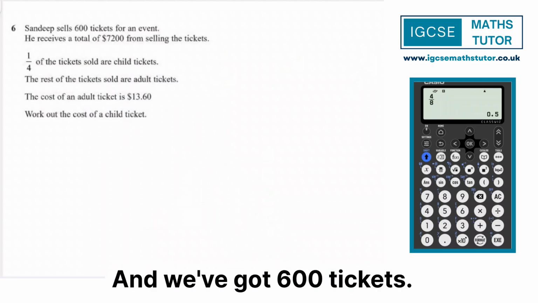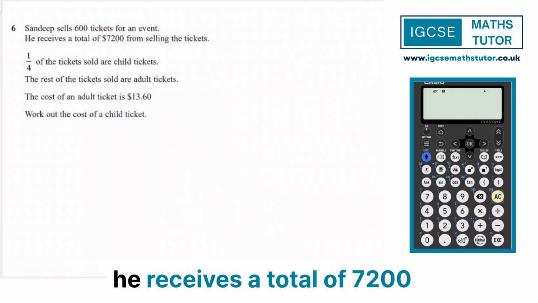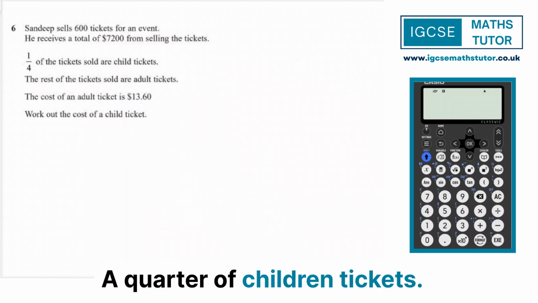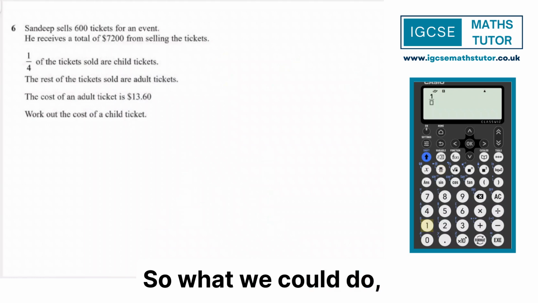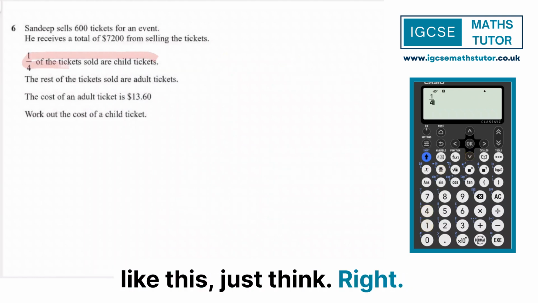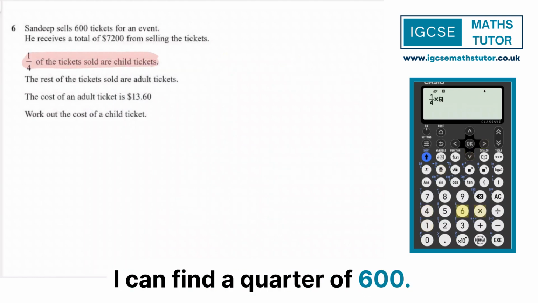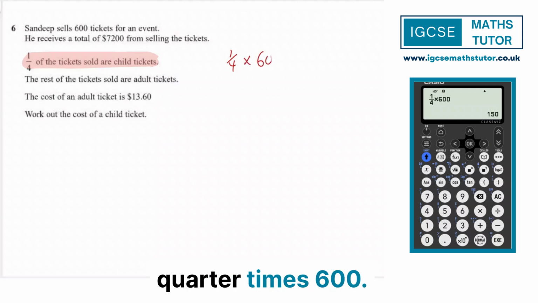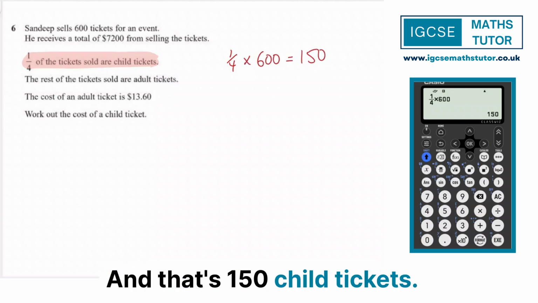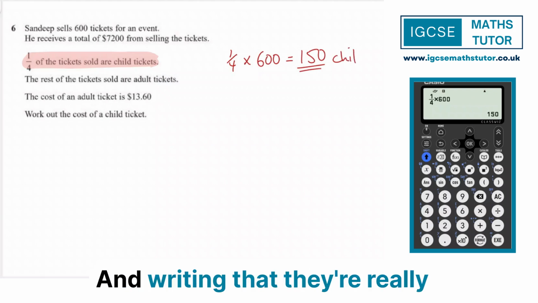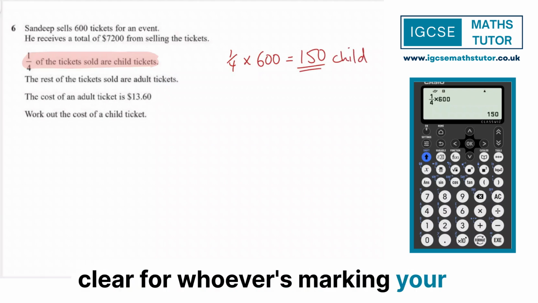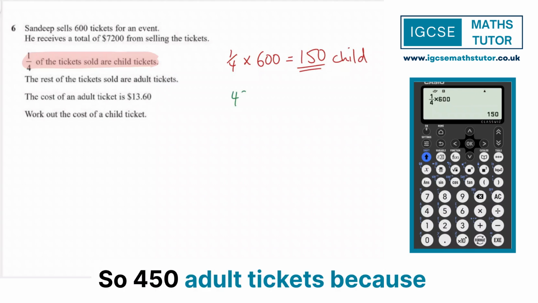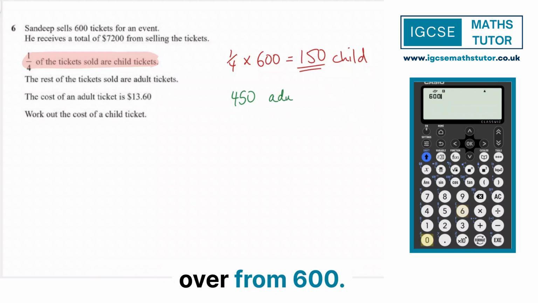And we've got 600 tickets Sandeep is selling for an event, and he receives a total of $7,200 for selling the tickets, a quarter of which are children's tickets. So if you're unsure on questions like this, just think, right, well, I can find a quarter of 600. Maybe you can just type this in your calculator as a quarter times 600. That's 150 child tickets, and writing that there is really clear for whoever's marking your papers. The rest are adults, so 450 adult tickets, because that's what's left over from 600.